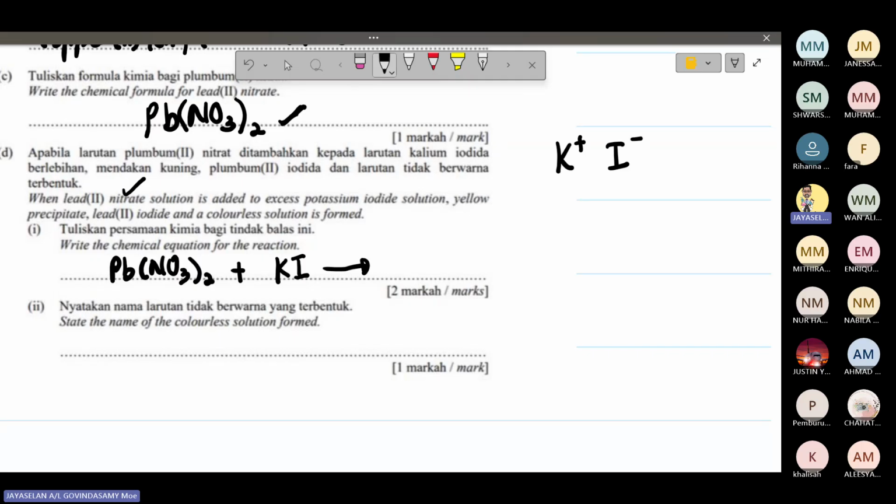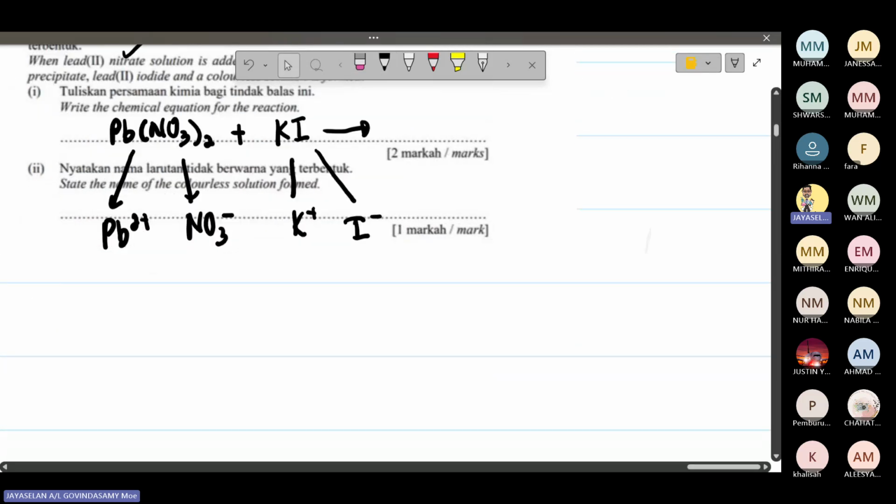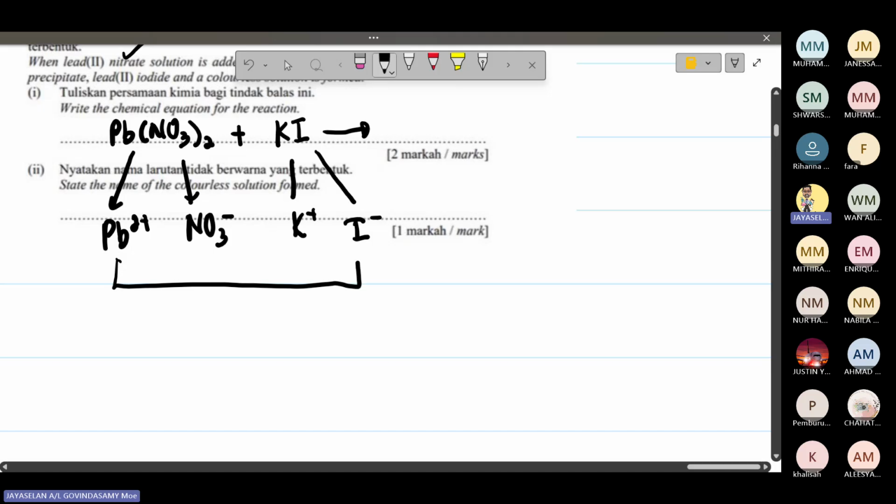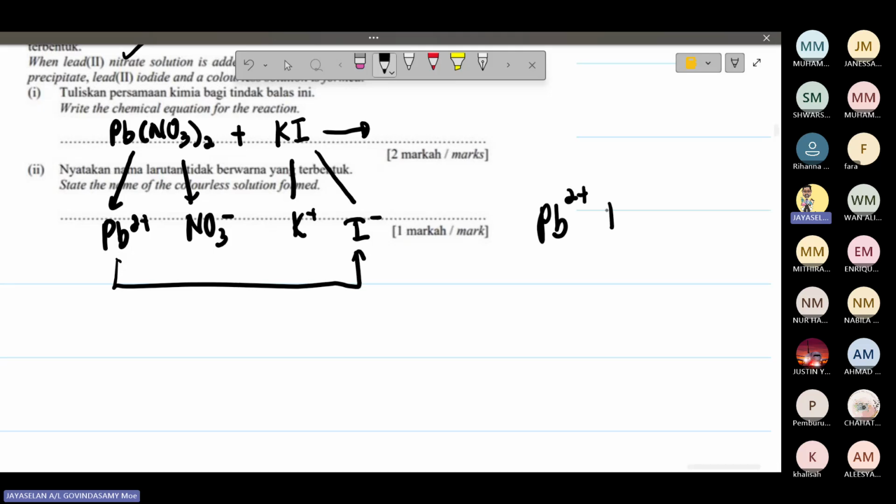Okay, so how to do this? You take out the ions. You take Pb2 positive, nitrate ion NO3 negative. Here you take the potassium ion, iodide ion. You take them like this. Okay, 4 ions. So now switch the place. Positive ion joins with negative ion. So you put like this, Pb2 positive, I negative.